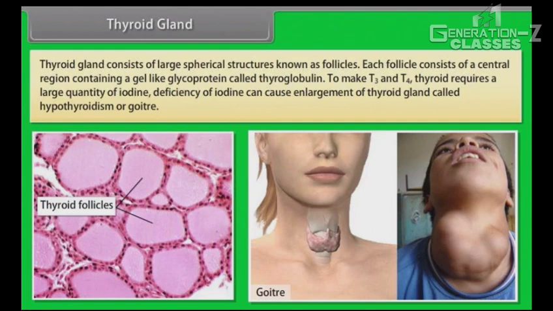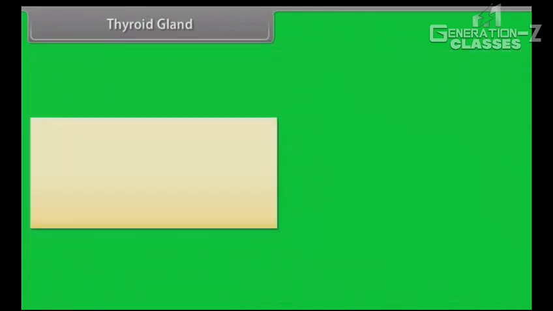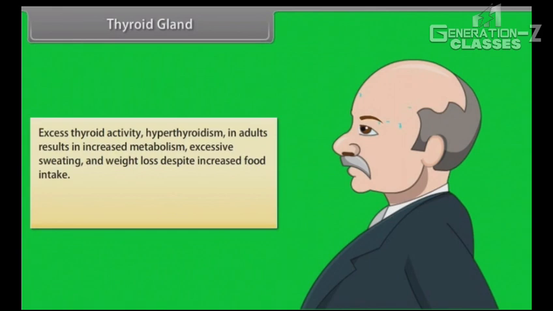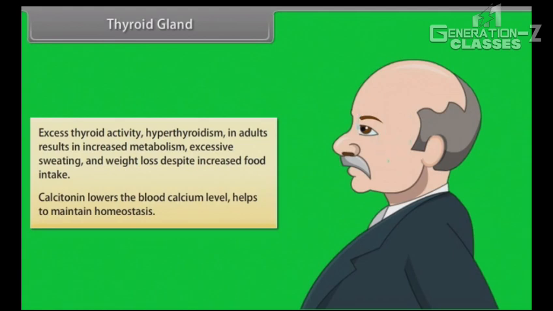Deficiency of iodine can cause enlargement of the thyroid gland, called hypothyroidism or goiter. Excess thyroid activity, hyperthyroidism, in adults results in increased metabolism, excessive sweating, and weight loss despite increased food intake. Calcitonin lowers the blood calcium level and helps to maintain homeostasis.